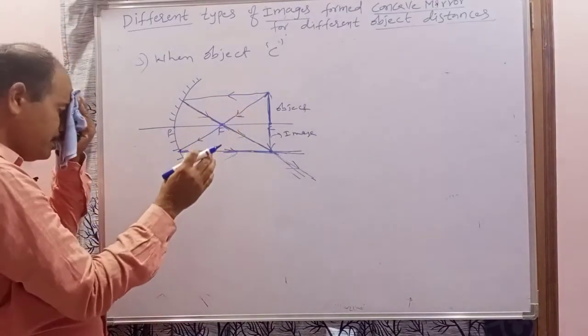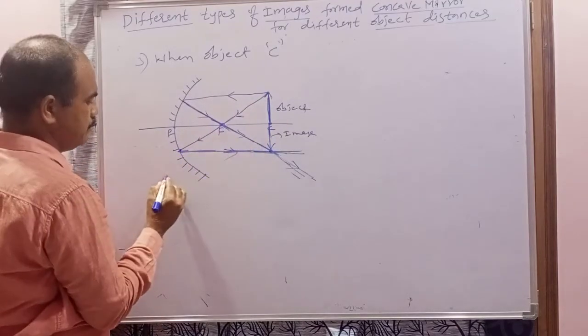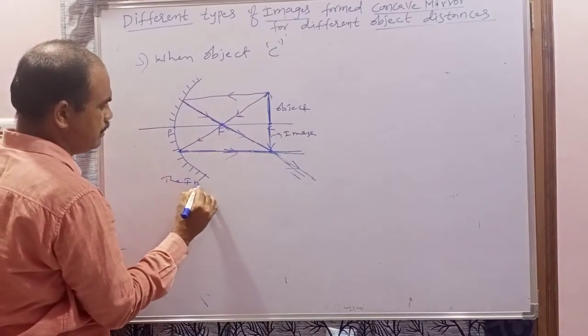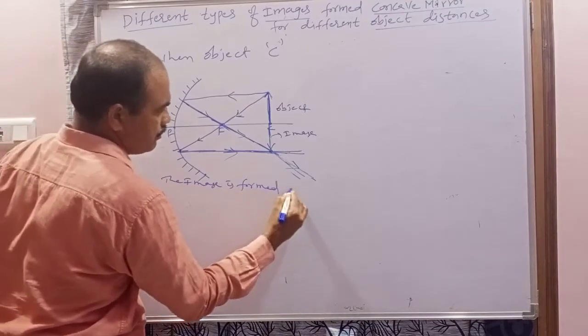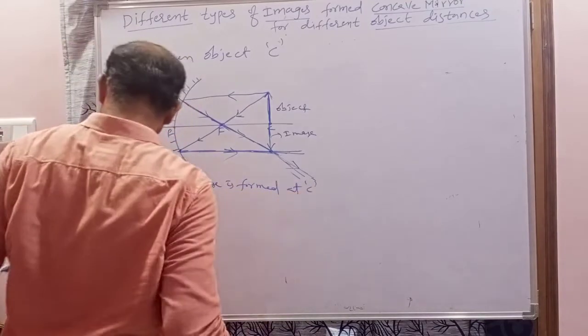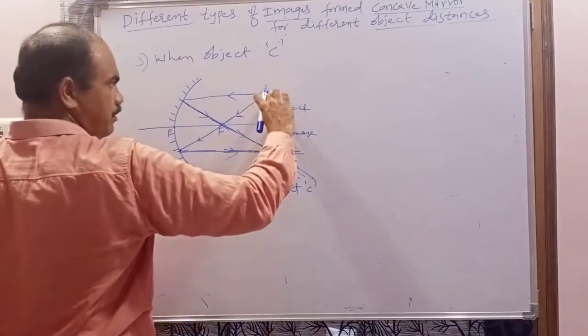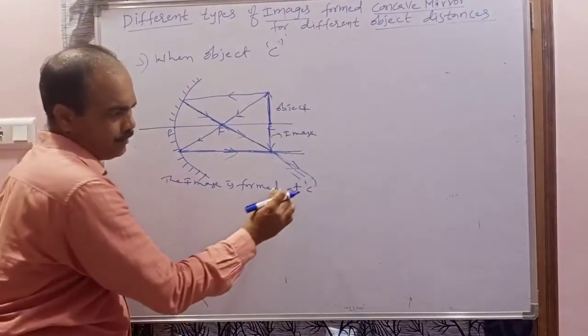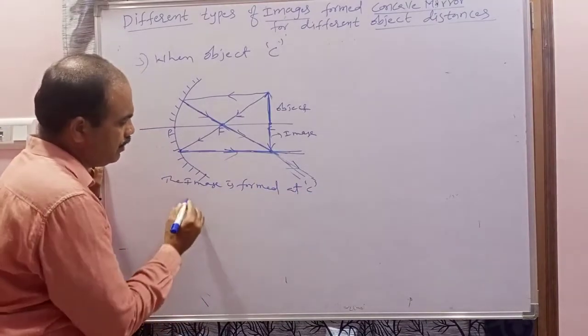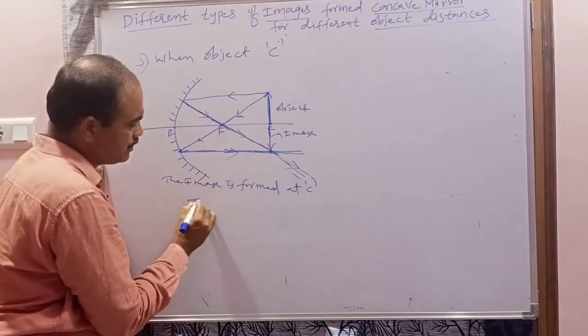So now where is the image formed? At C also. The image is formed at C. At what position the object is, at the same position the image is formed. Now what are the characteristics of the image?